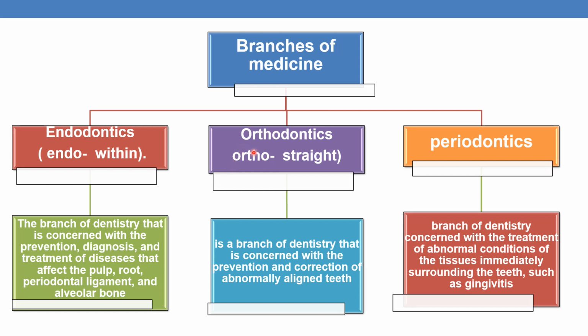The next is orthodontics. Ortho means straight. It is a branch of dentistry that is concerned with the prevention and correction of abnormally aligned teeth. And finally, periodontics. Peri means around. It is a branch of dentistry concerned with the treatment of abnormal conditions of the tissue immediately surrounding the teeth, such as gingivitis, which is the inflammation of gums.